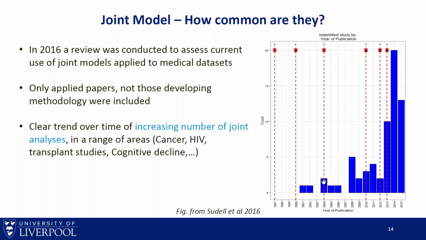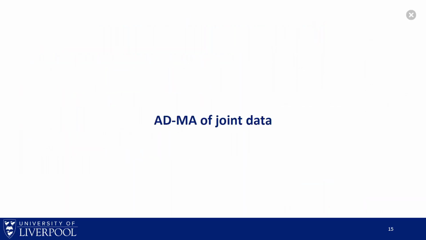As the number of joint data sets available in the literature increases, it becomes more and more important for us to be able to collate this information across studies in a meta-analysis. However, meta-analysis of joint data will inherit all of the issues of meta-analyses of longitudinal data and of time to event data, and it will also have its own inherent things to consider. So we're now going to talk about aggregate level meta-analysis of joint data.